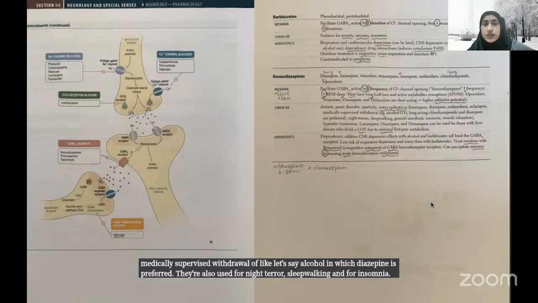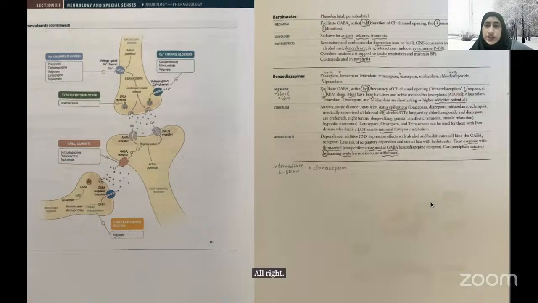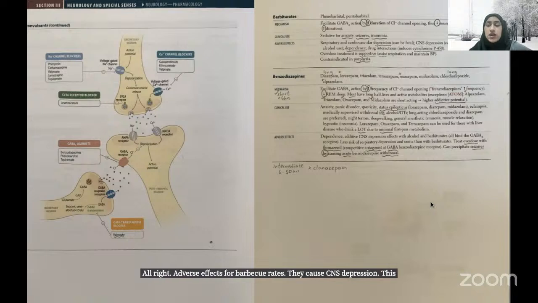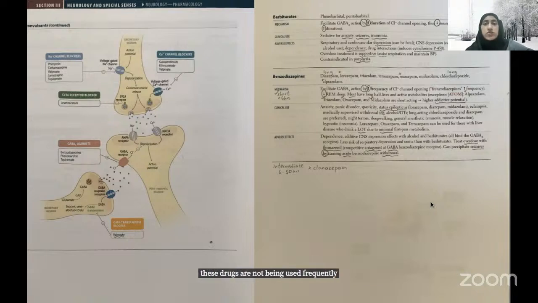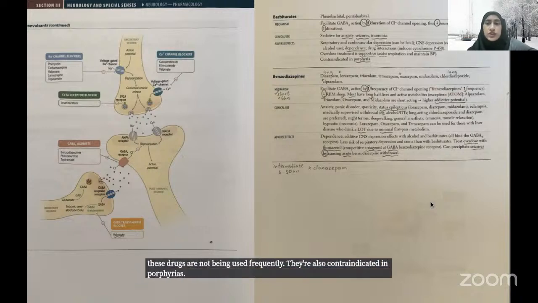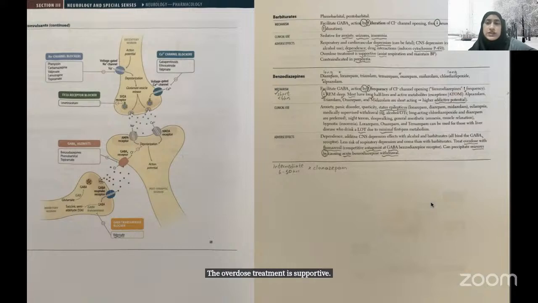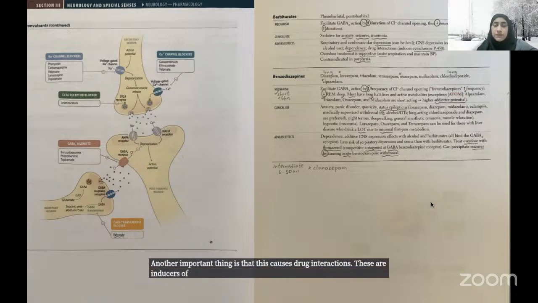All right, adverse effects for barbiturates. They cause CNS depression. This is one reason why these drugs are not being used frequently. They're also contraindicated in porphyrias. The overdose treatment is supportive, assisting in respiration and maintaining BP. Another important thing is that this causes drug interactions. These are inducers of cytochrome P450. This is why they're very dangerous.